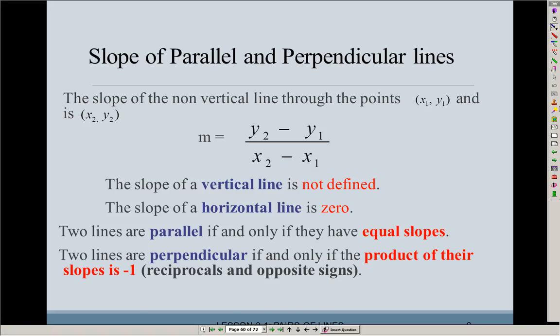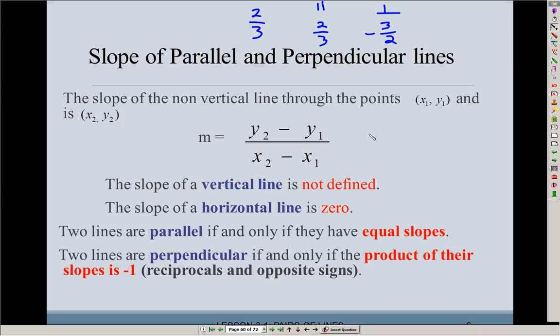So a few quick examples here. If you have one line with a slope of 2/3, the slope of the parallel line will be the same. It's also 2/3. And the slope of a perpendicular line, you would flip that and change the sign. So it would be -3/2. Parallel lines have the same slope, and perpendiculars, you take the reciprocal and change the sign.